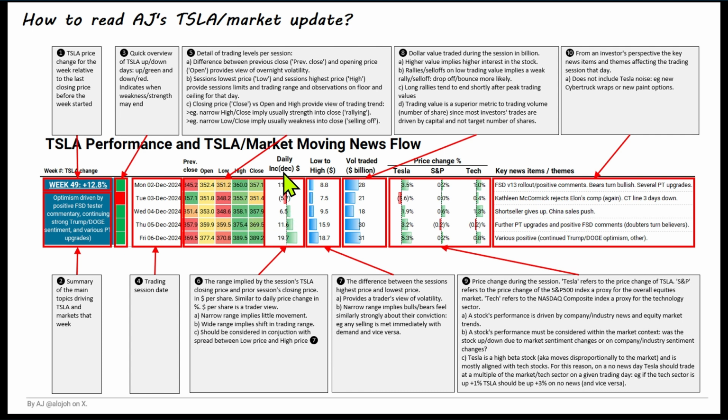So for example, this next box, item 6 now, shows you the daily range implied by the session's closing price and the prior session's closing price. Mathematically, this chart shows you how this number and that number compare. So you see the prior close was 357 and it closed at 351. So there was a reduction in share price of $5.7.